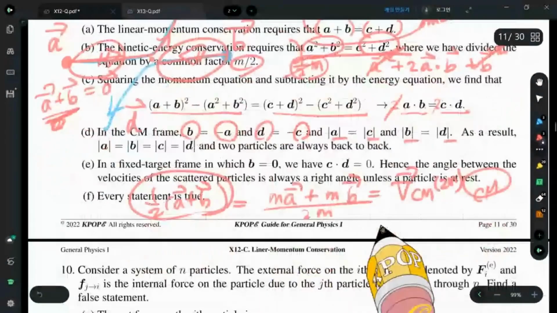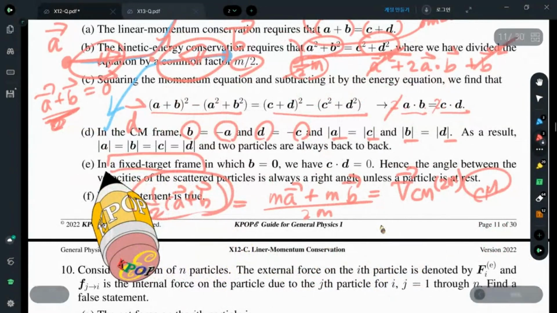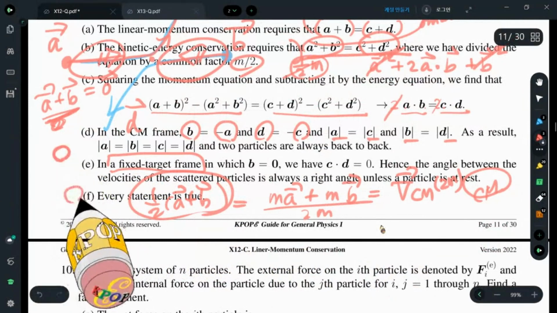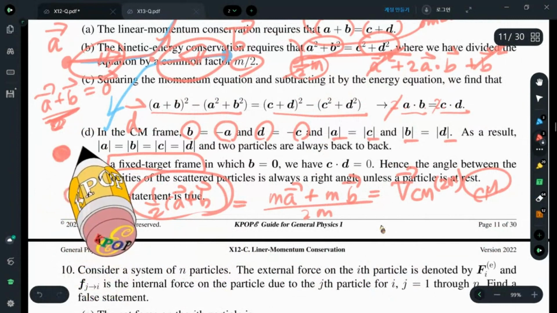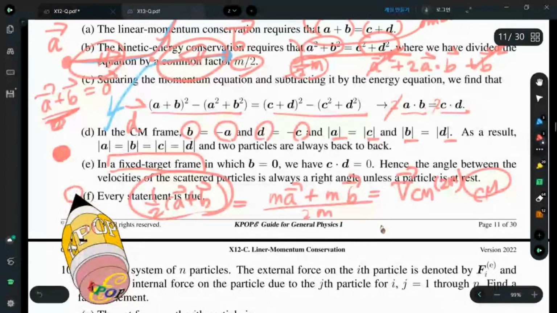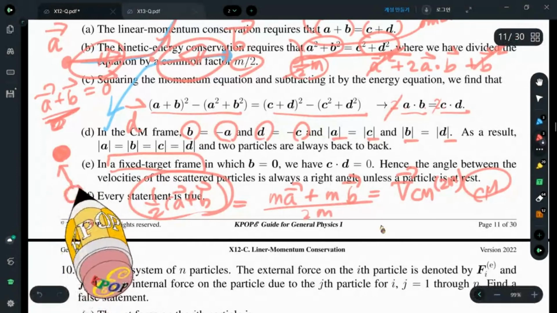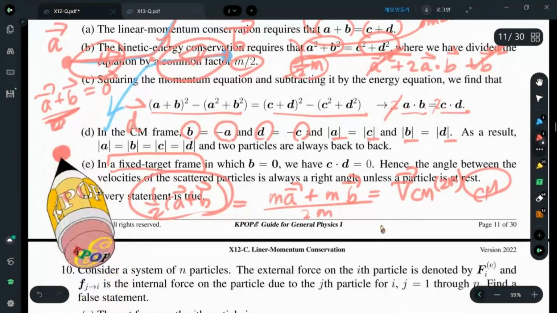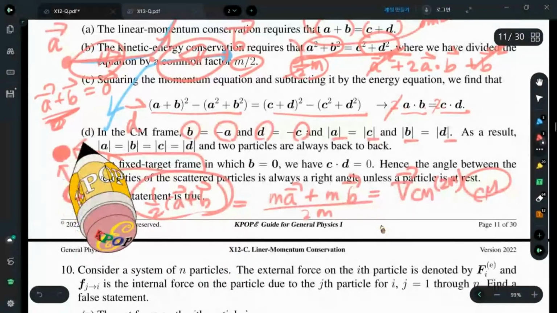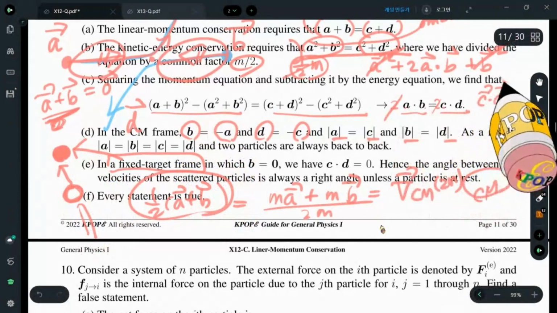Now what happens not in the center of mass frame, but in a fixed target frame? If you play billiards, you have a white ball and a red ball. You hit this ball, and this is a fixed target. The initial velocity of the white ball is non-zero, and the initial velocity of the red ball is always 0. That is what is called a fixed target. In that case, this b is always 0, and you will find that c dot d is 0.